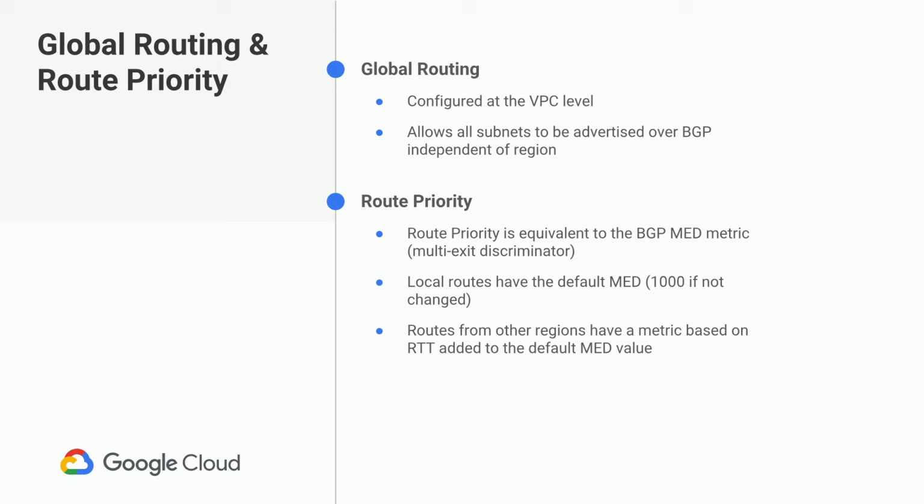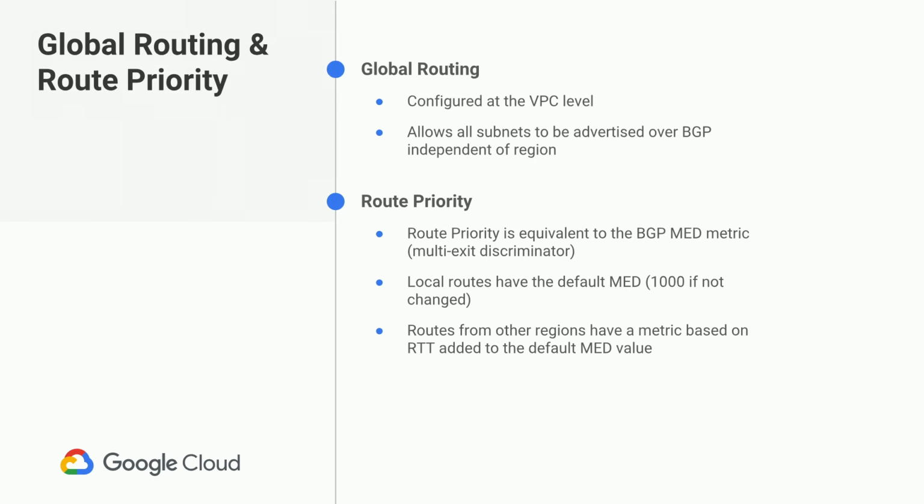So higher route priority or higher MED is always least preferred, right? For example, you could advertise the default 1,000 out of the interconnect, and then you could advertise all the same routes with, say, a 2,000 out of the VPN tunnel. That way, when your router sees those two connections, it's always going to prefer the interconnect. But in the event that the interconnect fails, it's automatically going to fail over to the VPN.